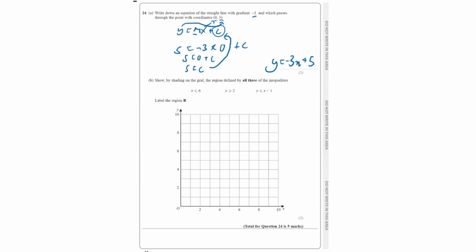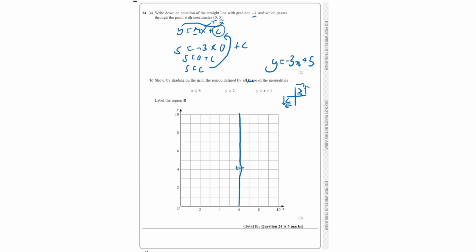Show by shading on the grid the region defined by all three of the inequalities. Label the region R. Okay, now when dealing with inequalities, we simply follow this rule. Greater than or equal to means up or to the right, and less than or equal to means down or to the left. x is less than or equal to 6, so if we follow the x-axis, we go to 6, and we draw a line perfectly perpendicular up. Use a ruler if possible, and less than or equal to, that means it goes to the left.